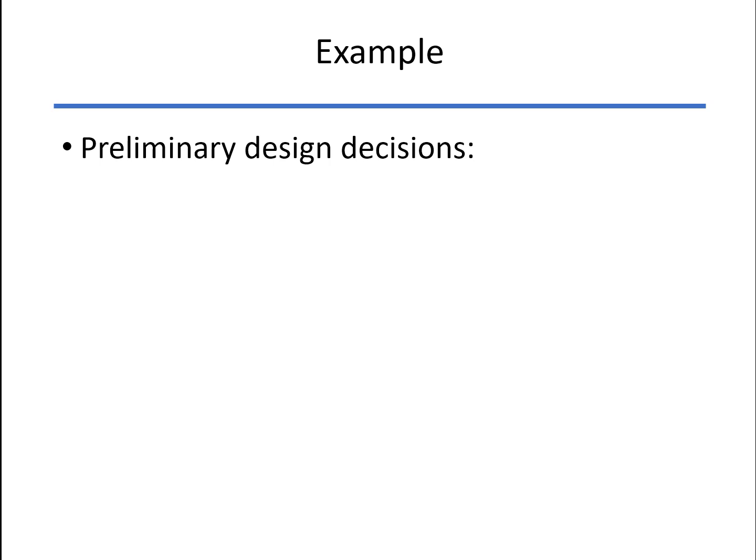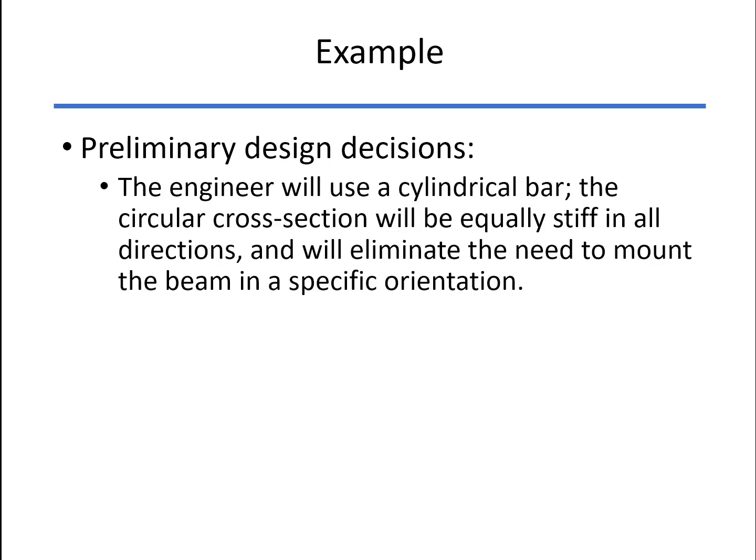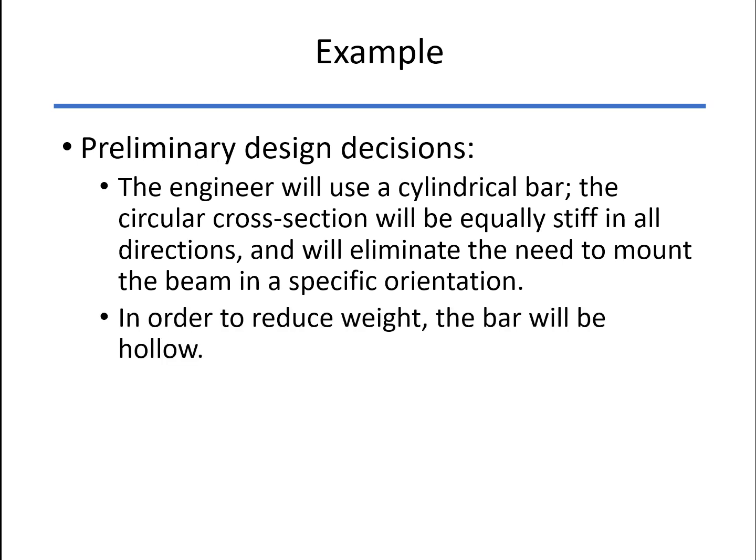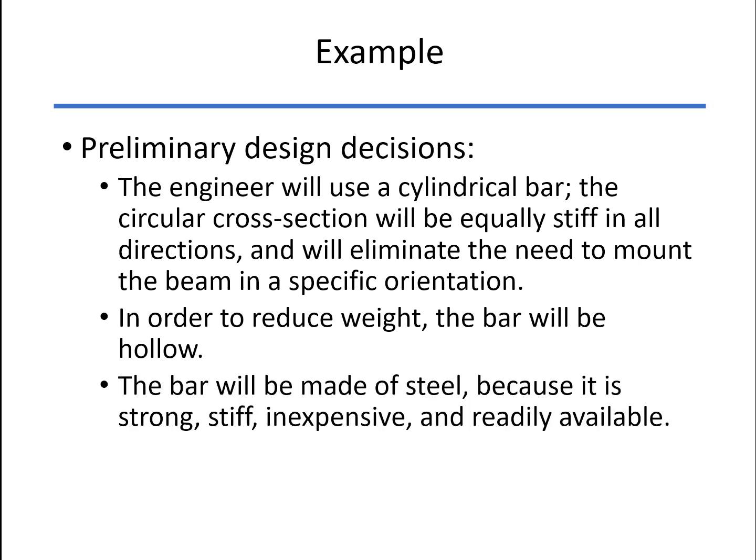Are we going to make it out of steel, or are we going to make it out of wood? What shape do we want? So we might decide up front we want to use a cylindrical bar, circular cross section. It can be hollow, but the nice thing about that is that no matter how we orient it, it's going to have the same stiffness in every direction. So it's not like an I-beam where we would have to keep it perfectly aligned vertically. Again, hollow is because we want to keep the weight down as much as possible.